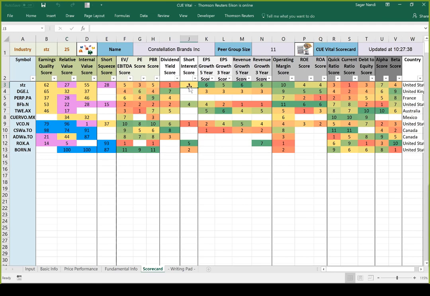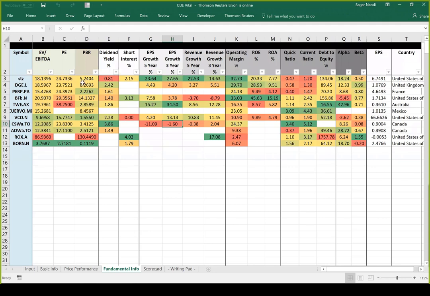There is some short interest, though not the biggest. The biggest short interest is in ROX. If we want to know the exact percentages, we can go to the fundamental tab. We can see STZ has 2.15% short interest, and ROX has higher short interest.